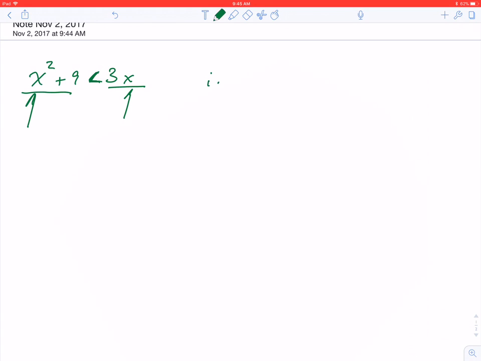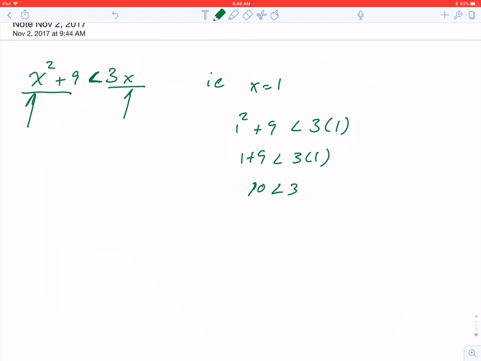So for instance, if x was equal to 1, is x equals 1 a solution to this? Well, 1 squared plus 9 less than 3 times 1. Is 1 plus 9 less than 3 times 1? No, that's 10 less than 3. That's not true.